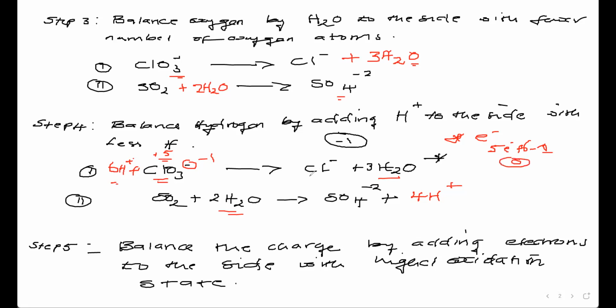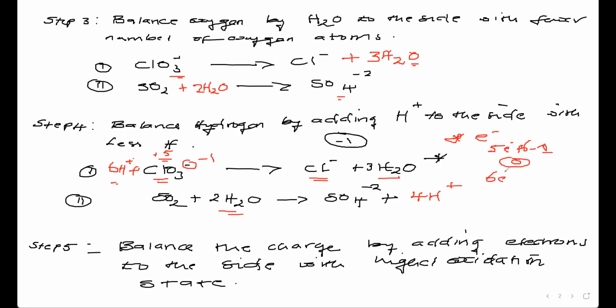But we have the overall charge of negative 1 on the product side, which means again the charge is not balanced. Now the question is, how many electrons are we supposed to add if not 5? You need to add more electrons so that the total charge on the reactant side is negative 1, equivalent to the charge on the product side. So we are going to add 6 electrons.